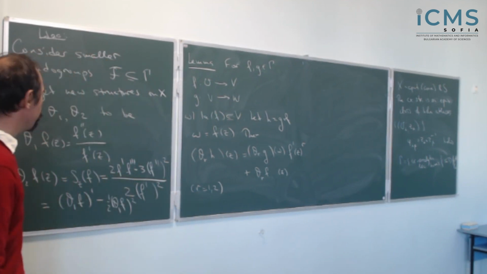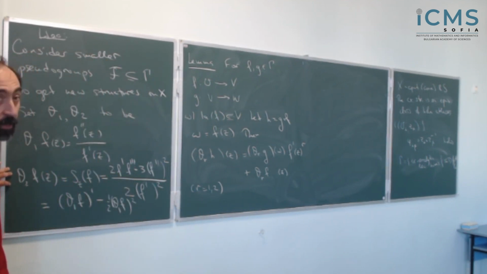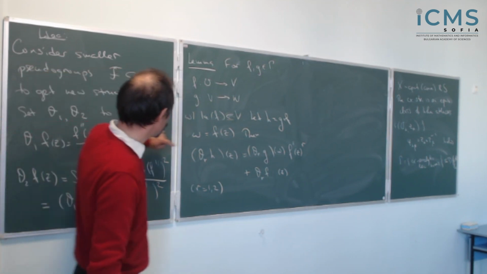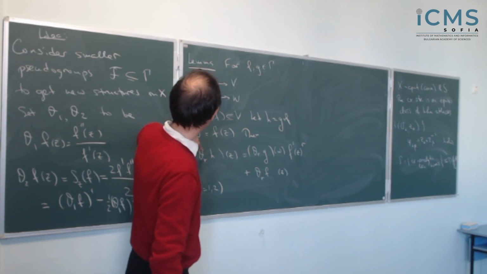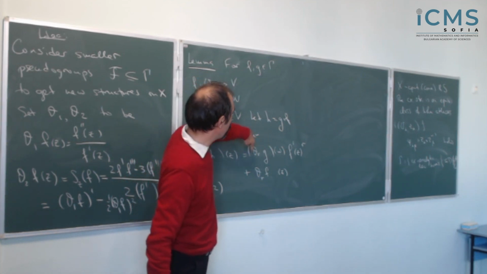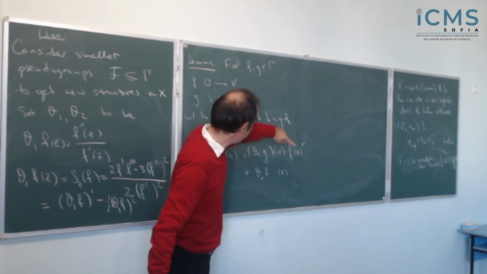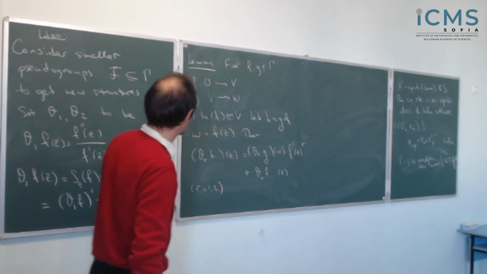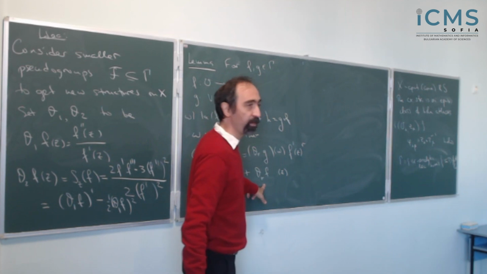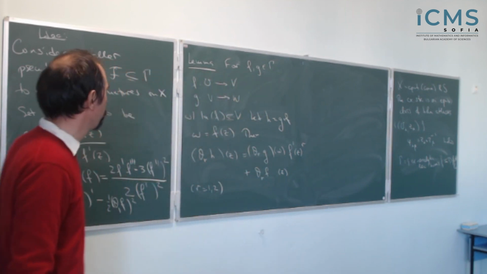So this is essentially the chain rule. For the Schwarzian derivative, this is telling you that the Schwarzian derivative of a composition is the Schwarzian derivative of the outside function times f prime squared, plus the Schwarzian derivative of f.